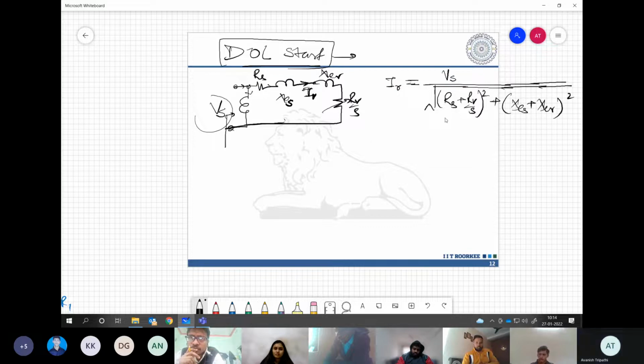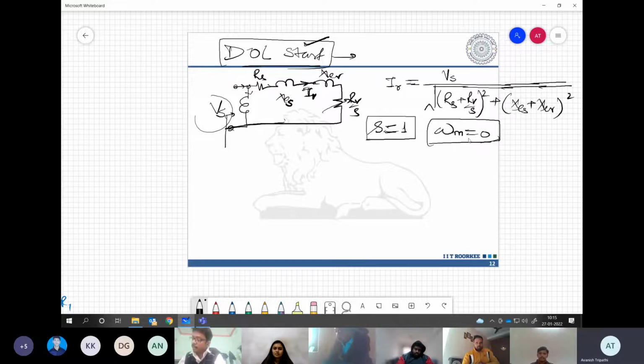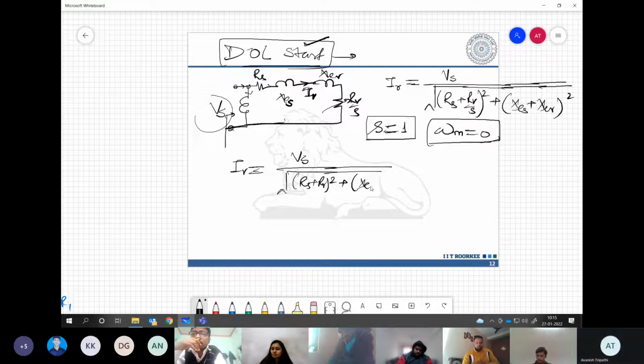Here particularly we are looking for the case where slip is 1. The previous case was any general slip, but here we are talking about starting the induction motor. That means slip is equal to 1, or in other words the rotor speed is equal to 0, and we have given the supply at rated voltage and rated frequency to the motor. Now what will be the value of the rotor current, that we should see quickly. So S goes to 1, so this becomes RS plus RR, and the rest is as it is.